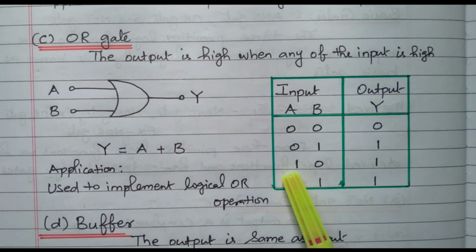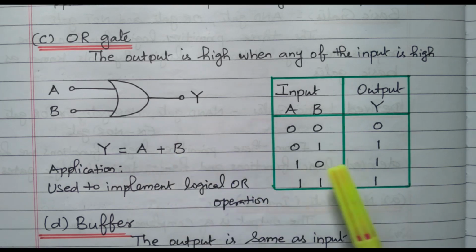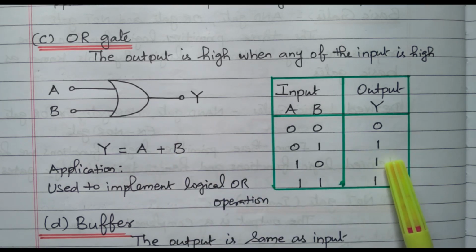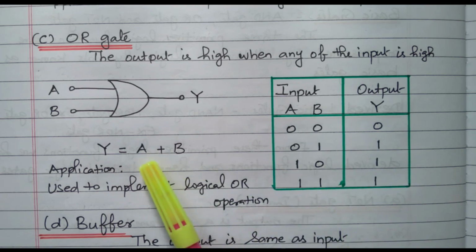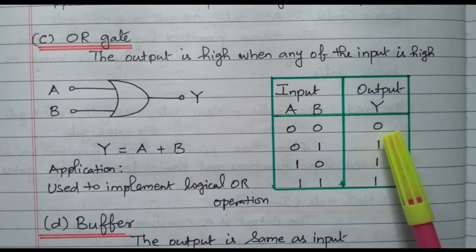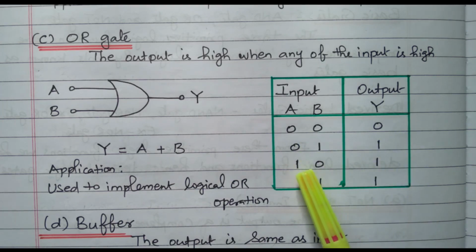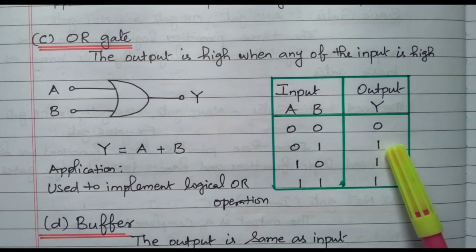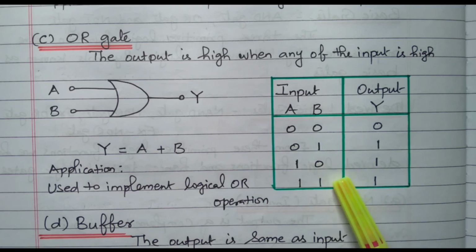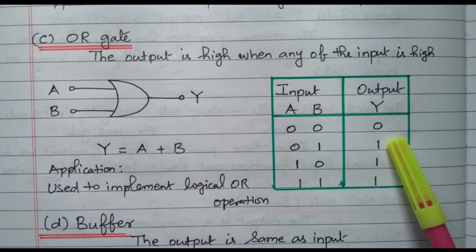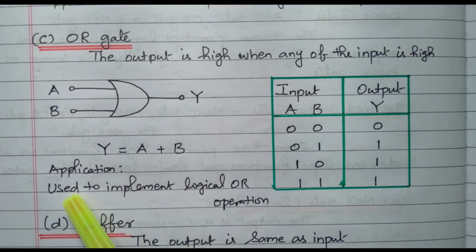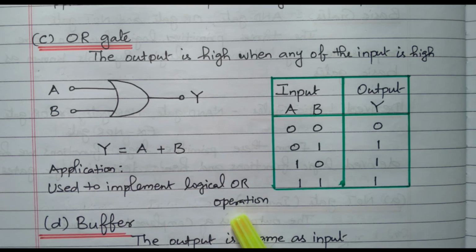1 0, A is 1 and B is 0, 1 plus 0 means we got 1 also. The output is also high. If both the inputs are 1, then 1 plus 1 will also be 1, right? So we got 0 0 means 0, 0 1 means 1, 1 0 means 1, 1 1 also 1, right? The output is high when any one of the inputs is high. So it is used to implement the logic OR operation, right? Wherever we need the logic OR operation, we can use this gate, right?